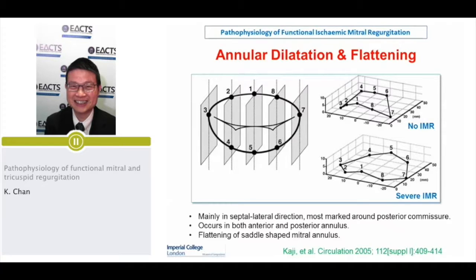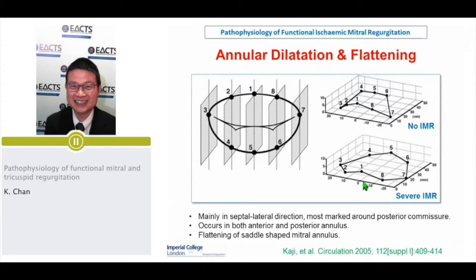Of course, with progressive ischemic mitral regurgitation, the mitral annulus itself also dilates. This is another study also using cardiac magnetic resonance in patients with severe ischemic mitral regurgitation. You can see here, this diagram is an inverse of this image. So this is the anterior annulus, that's the posterior annulus. And you can see that compared to patients with no ischemic mitral regurgitation, there's significant dilatation, not only of the posterior annulus, but also of the anterior annulus.